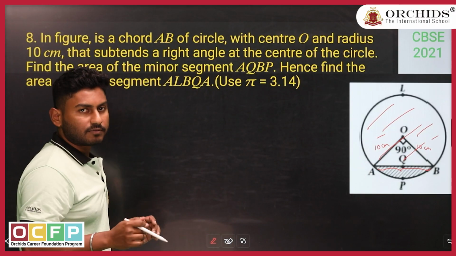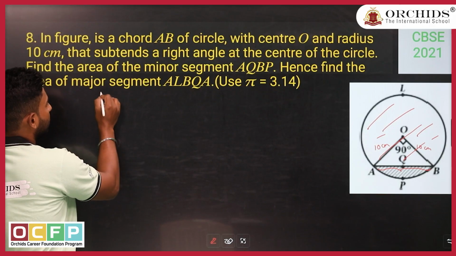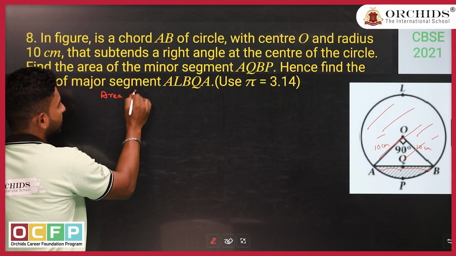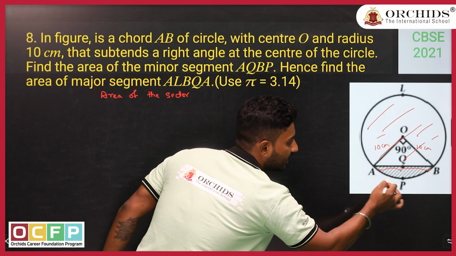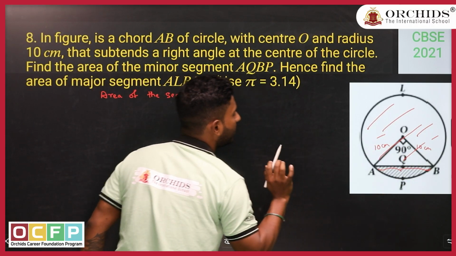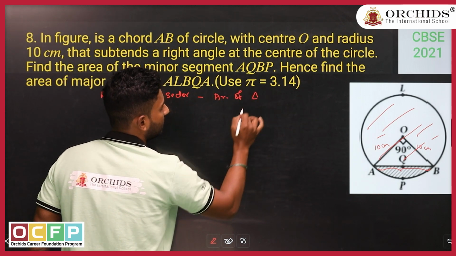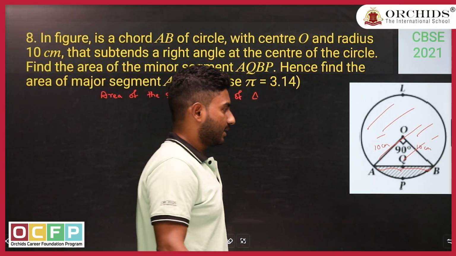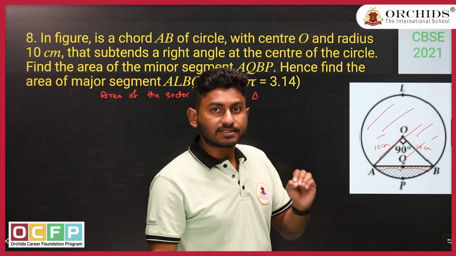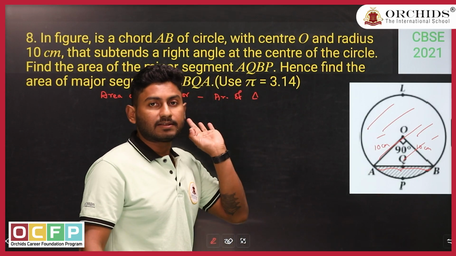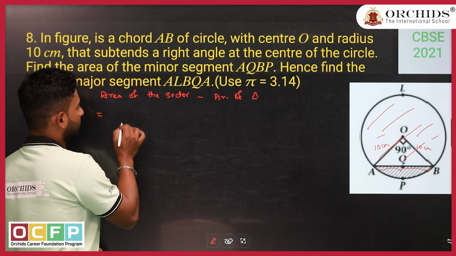Okay. So let us first of all find out the minor segment. Now, how to find the minor segment? Area of the sector, you find out. Which area of the sector? This area of the sector. This area you find out, minus the area of the triangle that you can see. Now the good part is, this time they have given you a right angle triangle. In a right angle triangle we can easily find out the area by the formula half into base into height.